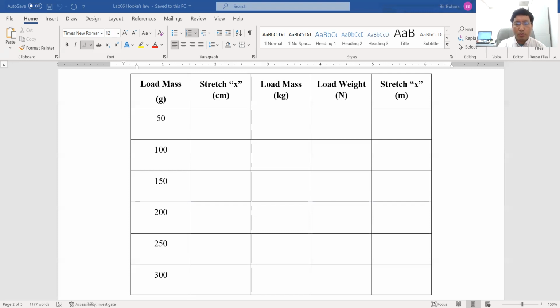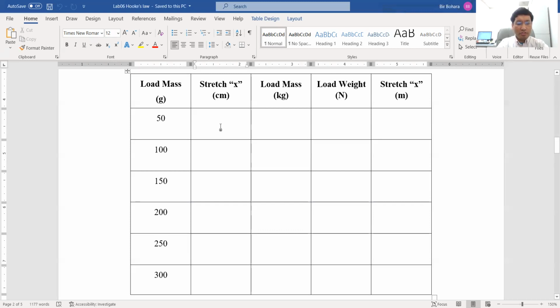So this is 50 kg and X is 9.95. Let me go to the lab manual and write down how much the extension is.